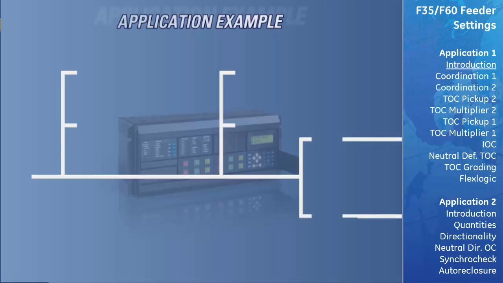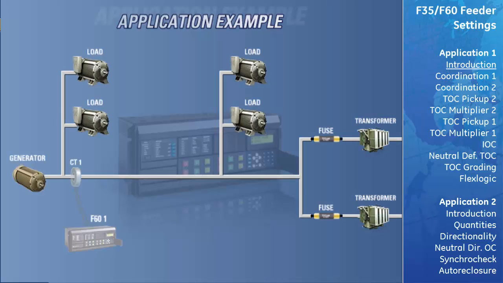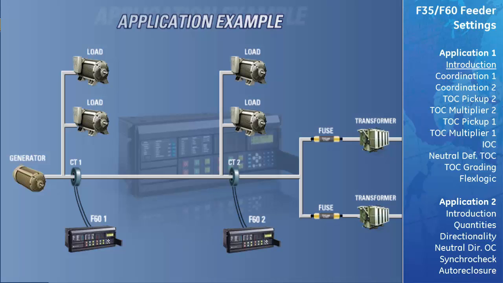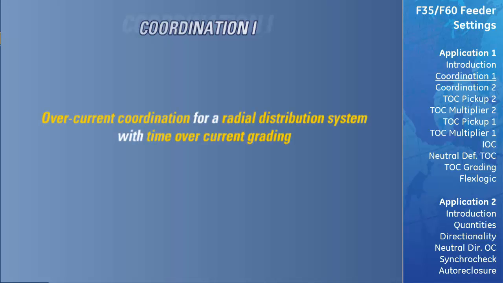We will start our first application with a radial distribution system which includes a generator, 2 buses, and some feeders. Adequate protection of this system can be achieved with non-directional overcurrent elements supported by both the F60 and F35 relays and the principle of time overcurrent grading. This application will cover overcurrent coordination for a radial distribution system using the principle of time overcurrent grading.